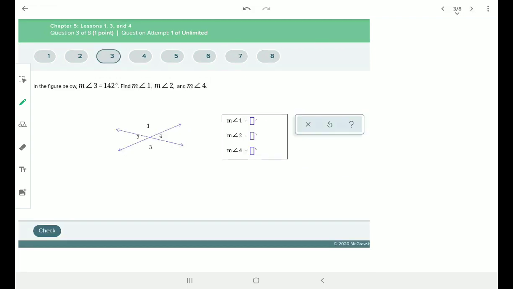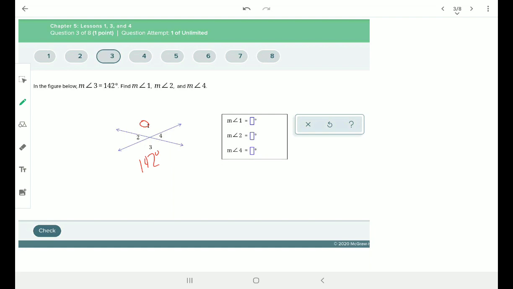Number 3, in the figure below, we have one angle given to us, and we have to find the other 3. So you can use your previous knowledge on some key factors that make this work, right? We know that this angle is 142 degrees because that is given to us, right? So by vertical angles, what other angle do we know? Well, we probably know angle 1, so think about what that angle has to be.